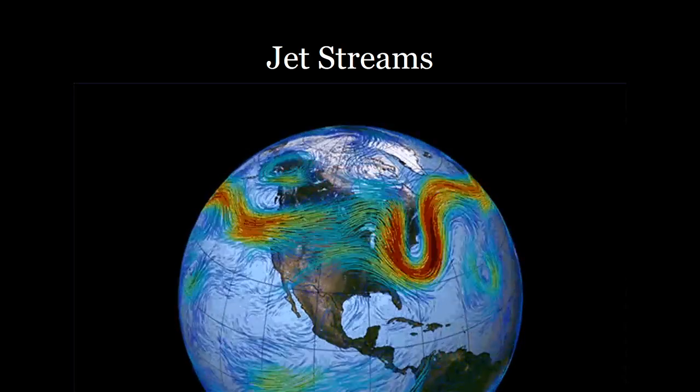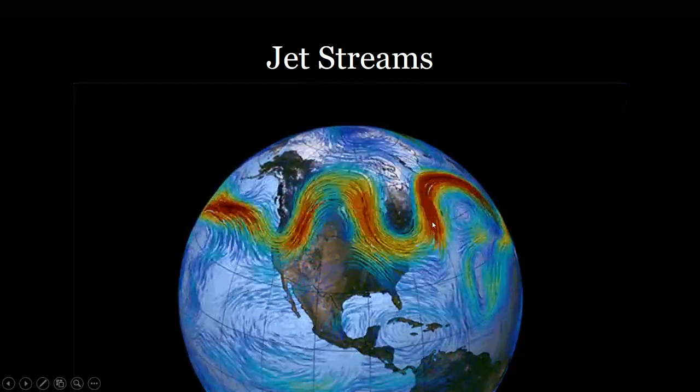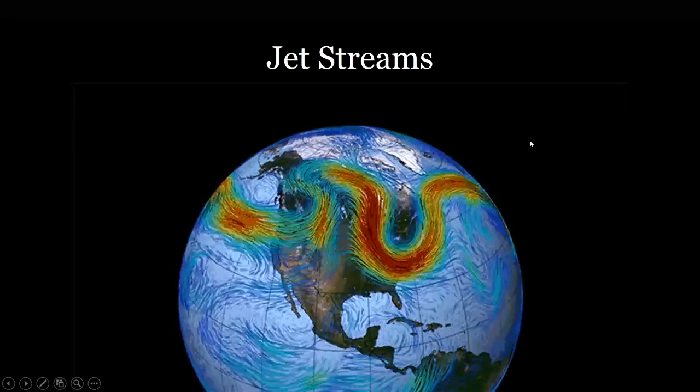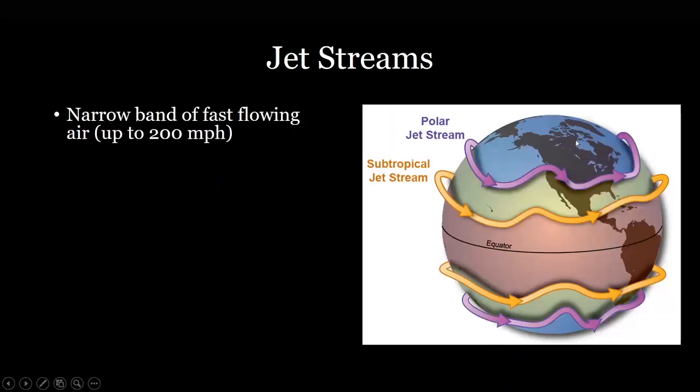So the next thing that we're going to be talking about is jet streams. So you can see here in red this jet stream moving across the northern hemisphere. And a jet stream is just a narrow band of fast-moving air. And you generally get them whenever you have a convergence of air. For example, that subtropical high, you have air converging from the subtropical regions as well as the tropical regions, and they form this subtropical jet stream.